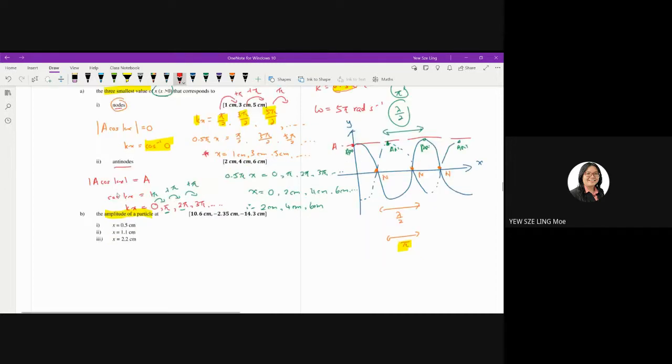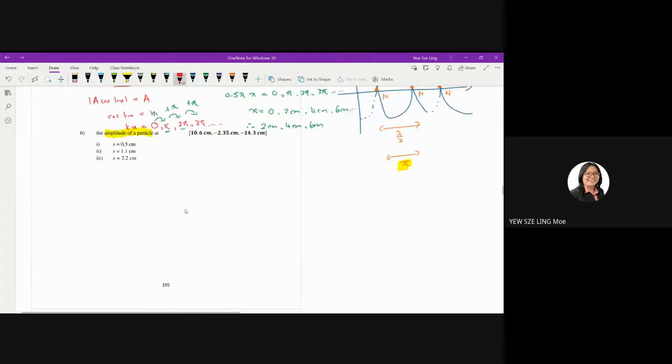Right, let's look at question B. The question is asking for the amplitude of particles. Therefore, we're going to use the amplitude equation for particles. So the amplitude of particles is equal to A cos kx. So this is the value, this is the thing that we're going to calculate.